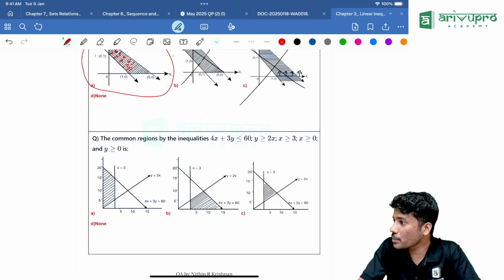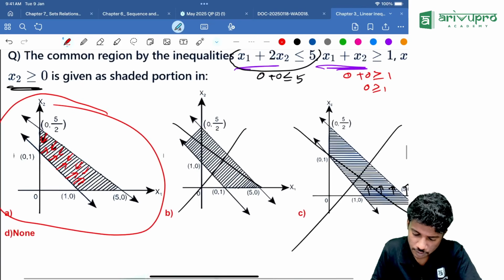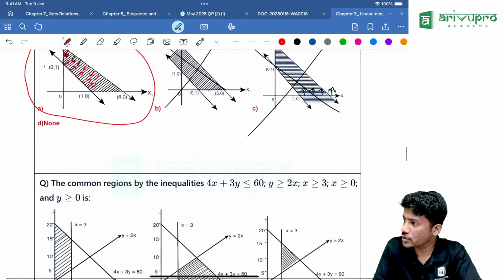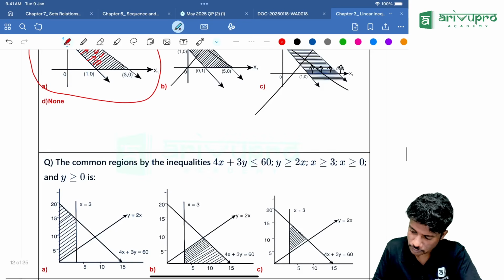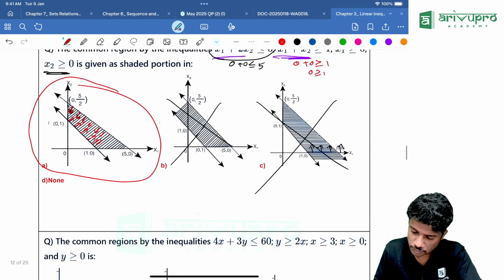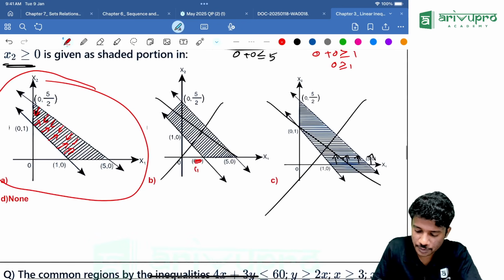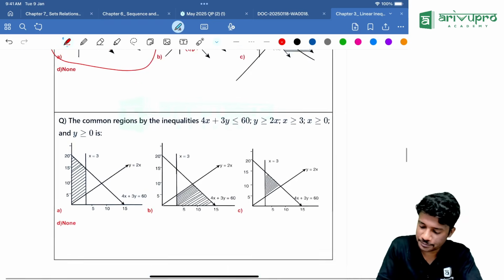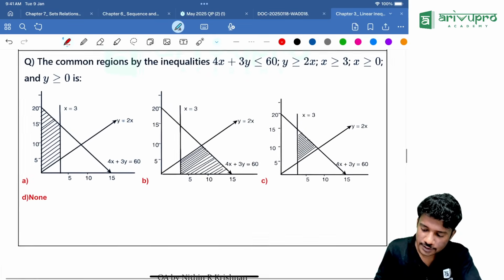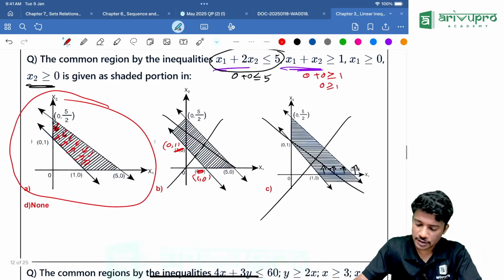Sir, in option B the point is marked wrongly. Which option here? What the next one? Which one? That is a mistake from their side. Yes, it should be 0, 1. Yes. Now, yes, got it right? Yes.